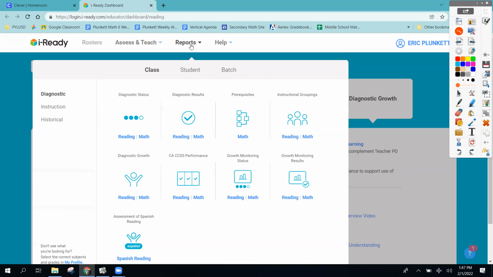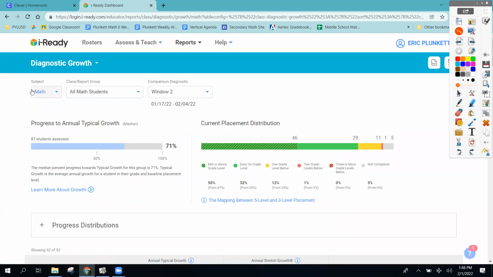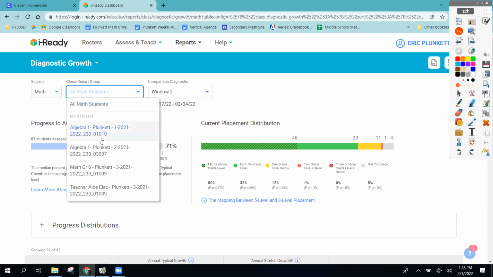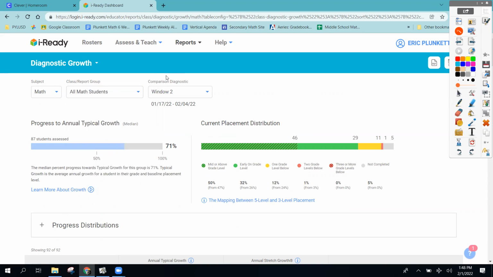for the second or third time, because the diagnostic in September acts as a baseline, and this report's going to show how much the student has grown from the first diagnostic in September to the next administration of the diagnostic. In this case, the second one we took at the end of January, beginning of February. So go to Diagnostic Growth and click on Math, and then the subject will default to Math. The class report group has all of my math students, but I can click on any individual period that I want to look at. And the comparison diagnostic is always the most recent diagnostic compared to that baseline in September.